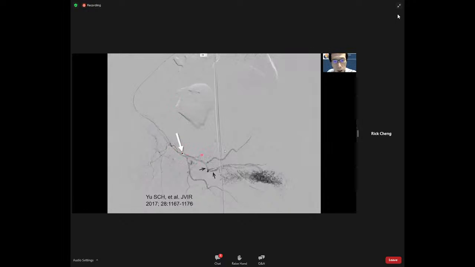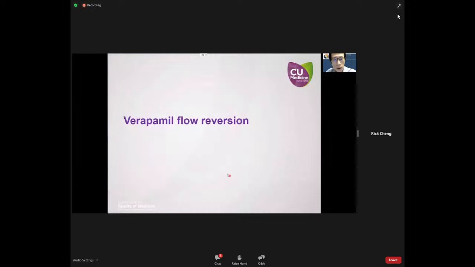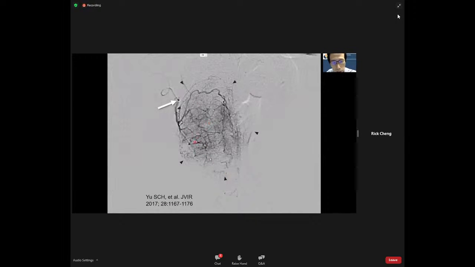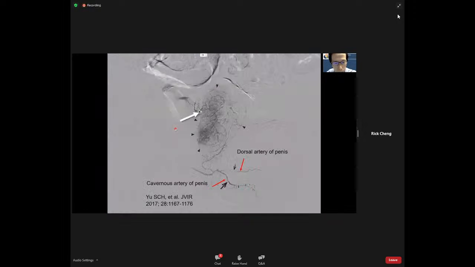So this is after embolization. We know that there is no more anastomosis. And then we go back to the prostate artery, and we can see that just the prostate is outlined without any flow into the penis anymore. So it works, but it takes time. So this approach that we have developed, verapamil flow reversion, will save us a lot of time.